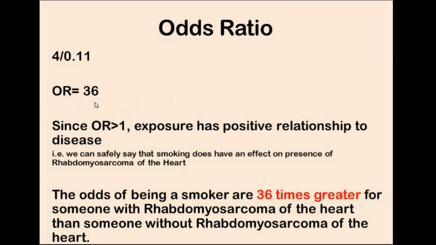But that's incorrect, because we did not take people who are smokers and follow them over time and see how many of them developed rhabdomyosarcoma of the heart. No, we started the other way. We took people with rhabdomyosarcoma of the heart and just looked at how many of them were smokers. So instead, the better conclusion would be that the odds of being a smoker are 36 times greater for someone with rhabdomyosarcoma of the heart than someone without rhabdomyosarcoma of the heart.